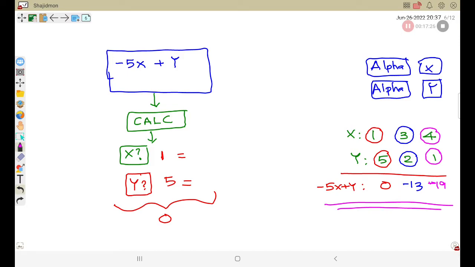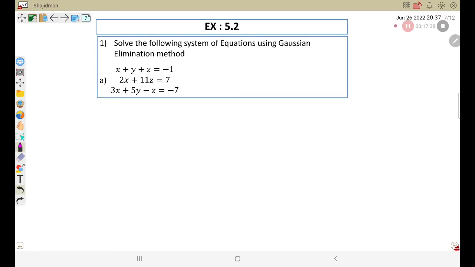It will not confuse, because when we are doing the question, too many operations are being done. So at that time, to avoid confusion, we can use this method. Okay, the calculator method. So let's start with the example, exercise 5.2.